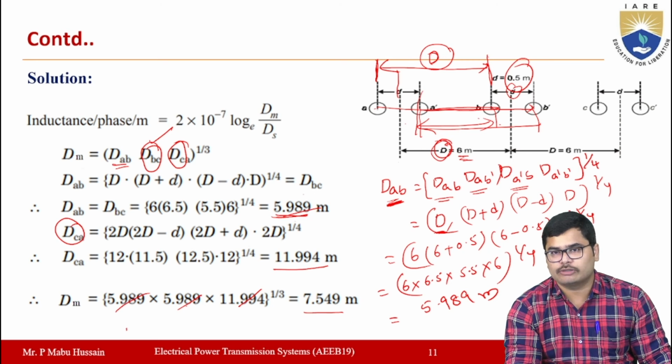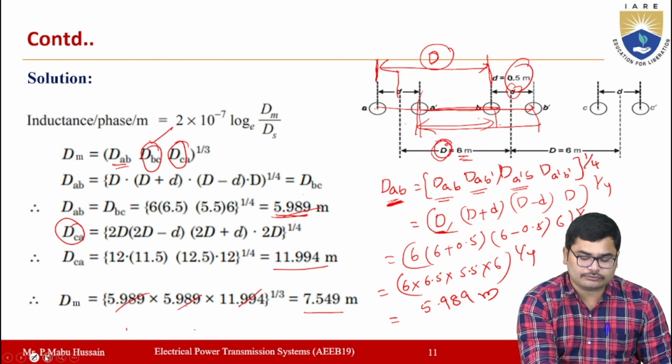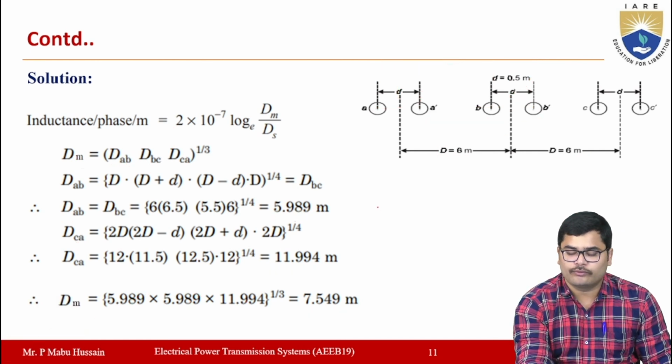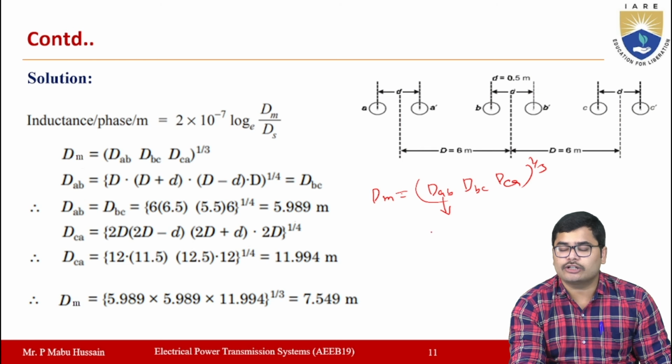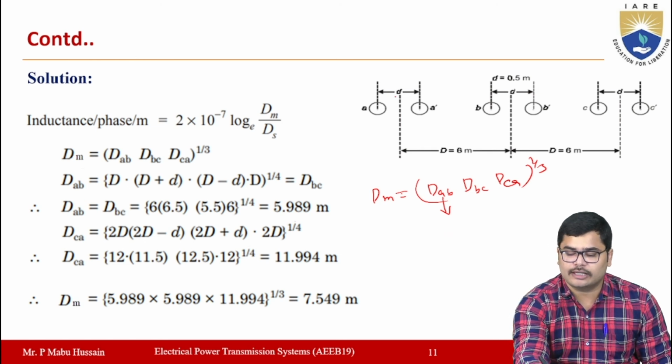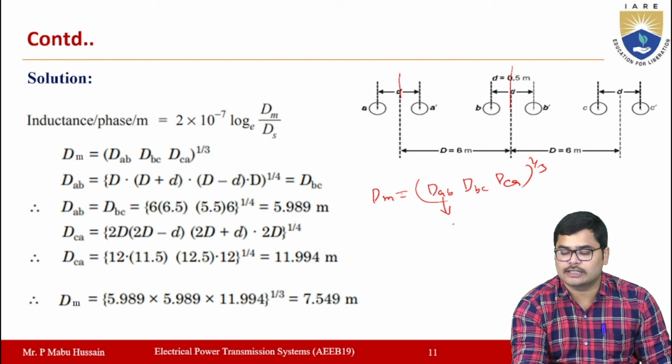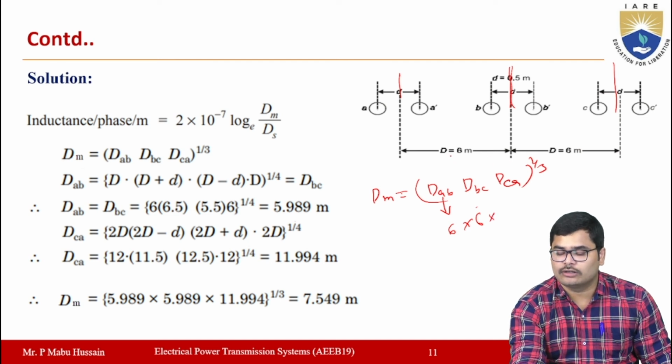So instead of using this procedure, you can use the procedure which I told before, right? In which you will consider DM to be equal to the distance between faces AB, distance between BC, distance between CA, these distances whole to the power of 1 by 3. Here DAB we will consider to be equal to the center to center distance between A and B faces, which is 6, right? DBC center to center distance is again 6. DCA center to center distance is total 12, whole to the power of 1 by 3.